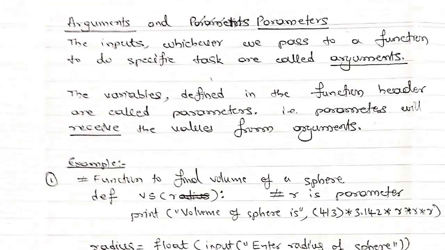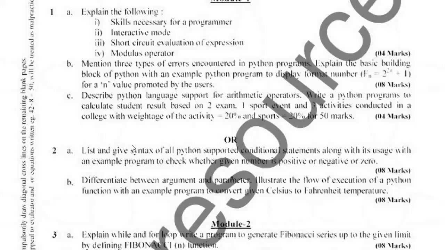Next topic is very simple. What is the difference between arguments and parameters? See the old question paper. Once they asked in the exam, differentiate between argument and parameter. That means they are asking what is the difference between argument and parameter.